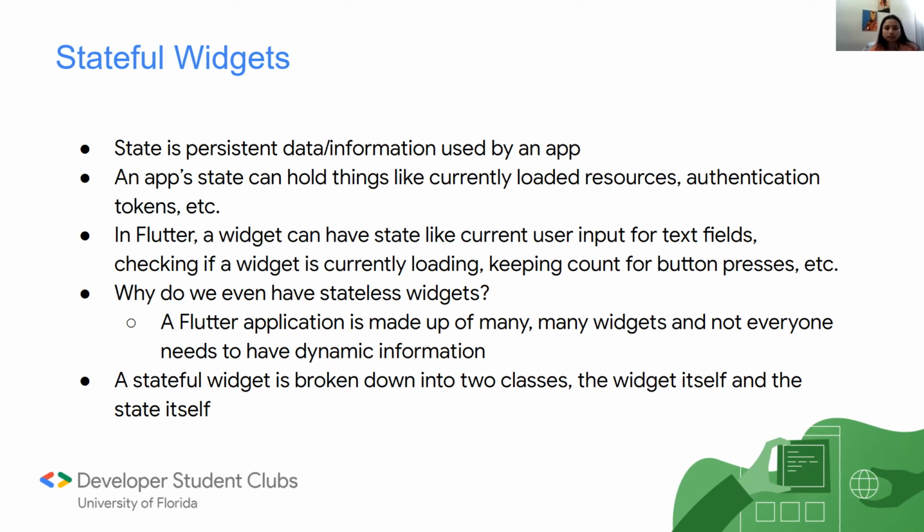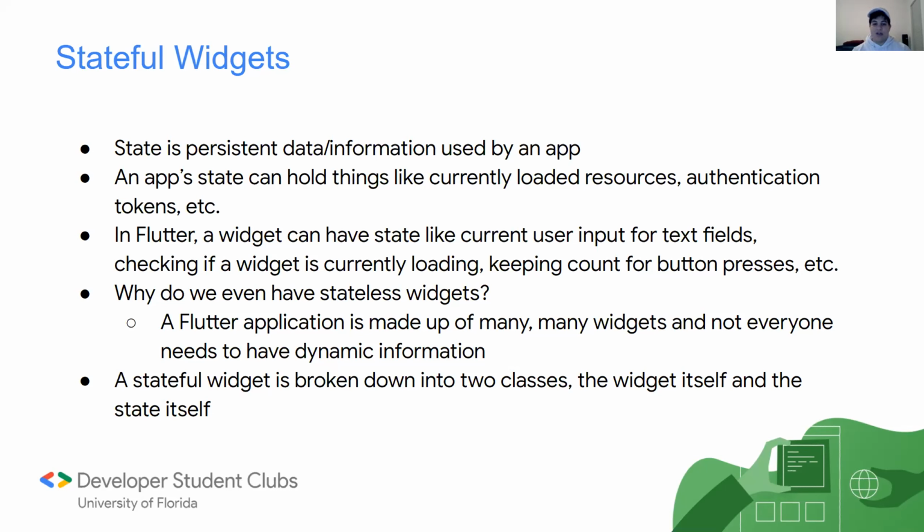So an app state can hold things like currently loaded resources, authentication tokens, etc. But in Flutter, a widget itself can have state. So it can have things like if you have a text box, it'll have current user inputs for things like text fields. Maybe if a widget is currently loading, you can have a loading bar. So you can check that with its state. If you want to keep count for button presses, like what the demo does, you can do that.